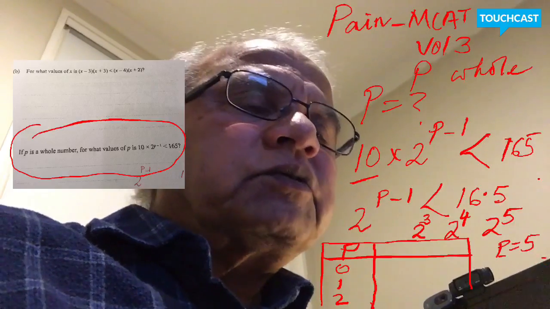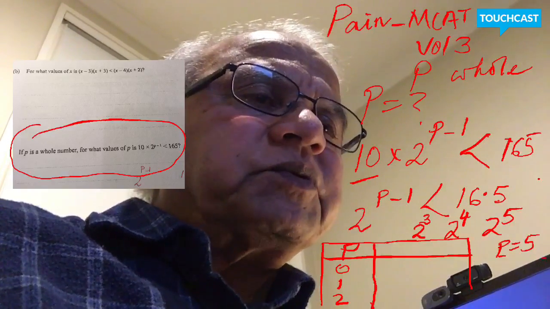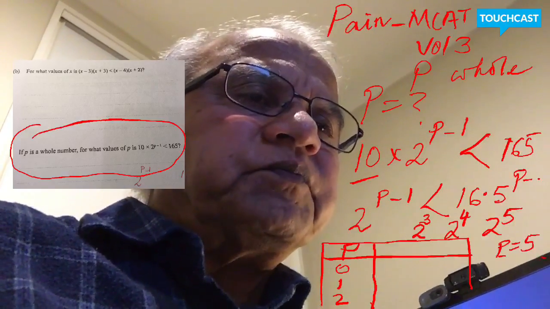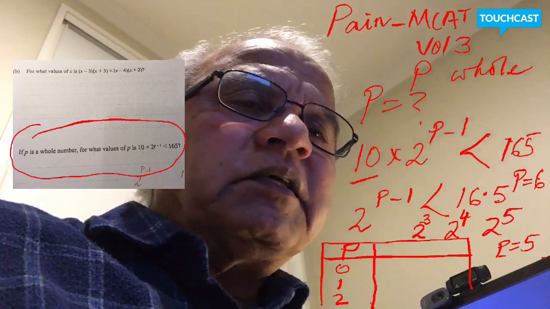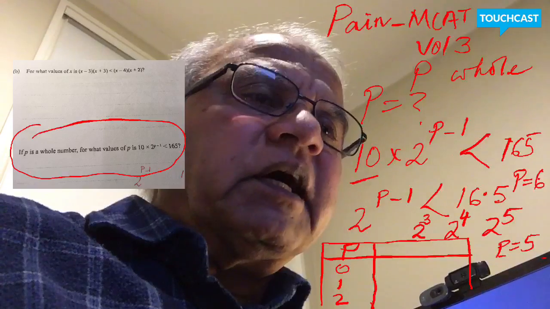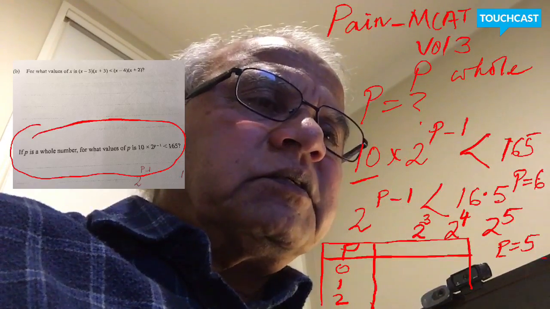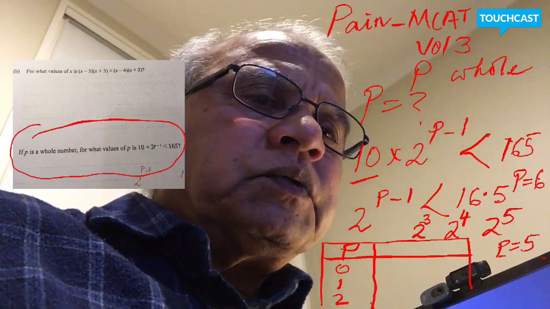And if it is p equals 6, what is going to happen? So that will be one of the things you can now investigate and find out the answer. I'll stop there.